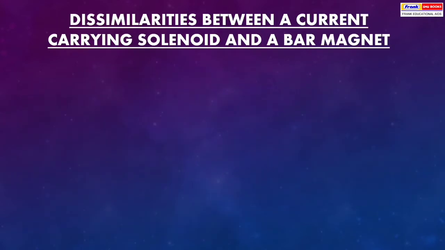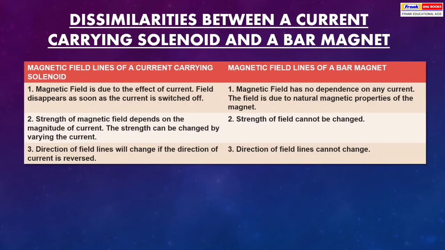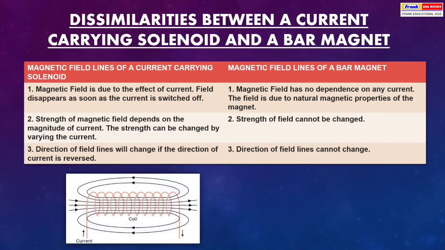Dissimilarity between a current-carrying solenoid and a bar magnet. Magnetic field lines of a current-carrying solenoid: the magnetic field is due to the effect of current. The field disappears as soon as the current is switched off. The strength of the magnetic field depends on the magnitude of the current. The strength can be changed by varying the current. The direction of field lines will change if the direction of current is reversed.